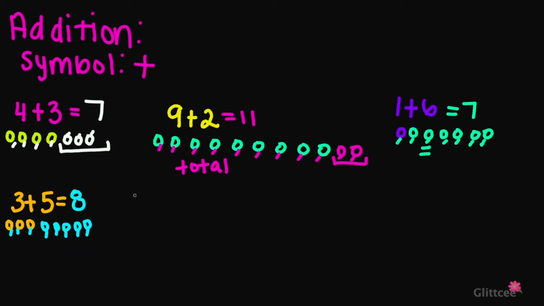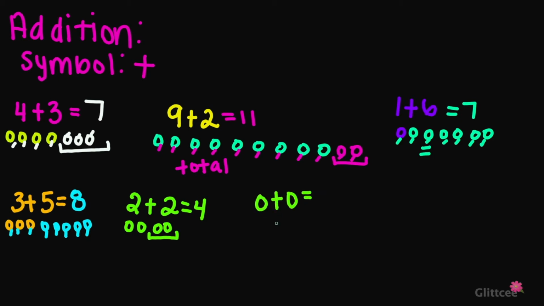What about 2 plus 2? You have 2 marbles. You're adding these 2. How many do you have in total? You're going to get 4. 2 plus 2 equals 4. What about 0 plus 0? What is this going to give you? 0. Okay.